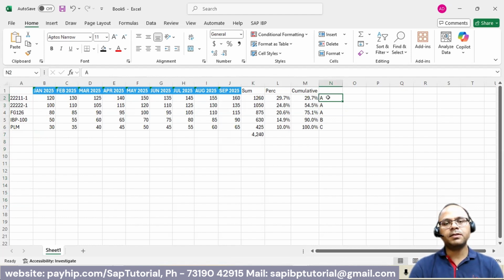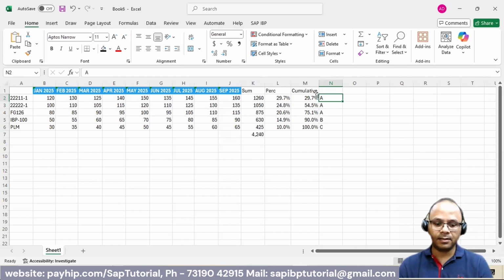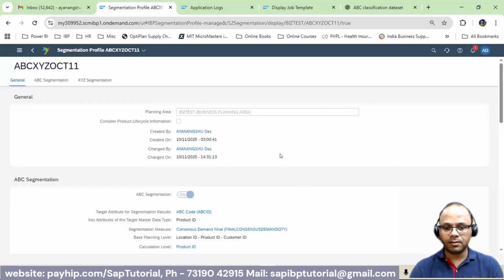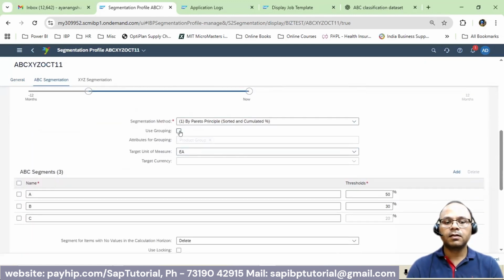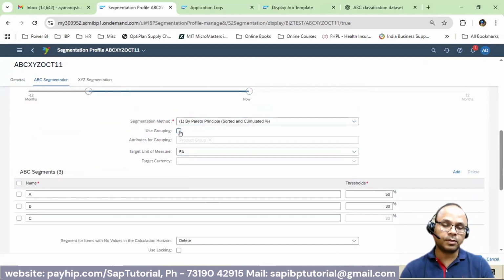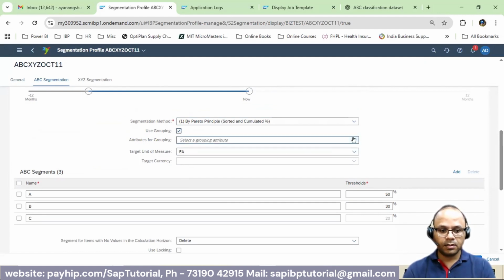So sometimes what happens is that leadership wants this classification to only be applicable for a certain category, or wants to do this classification by the product categories. So there is a way to do it. In IBP, we have this option of choosing to use the grouping, which will help us to run this classification using a particular grouping.